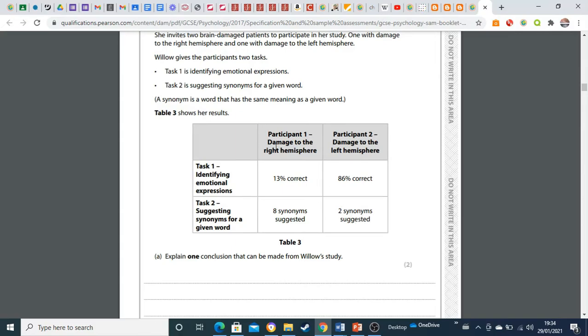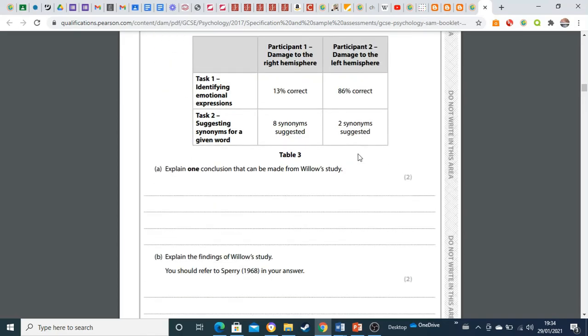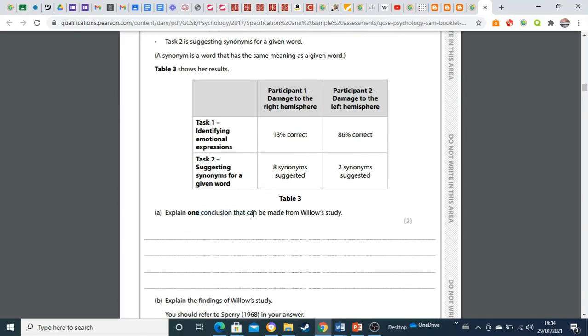Task 1, damage to the right hemisphere, damage to the left hemisphere. Now what you don't want to do with one conclusion is you don't want to jump too much. So you don't want to just give the conclusion, you need to explain why. So for example, you might want to say, don't try and choose 2. I know that it's a 2 marker, but the 2 comes from one statistic and explaining why that means a conclusion.